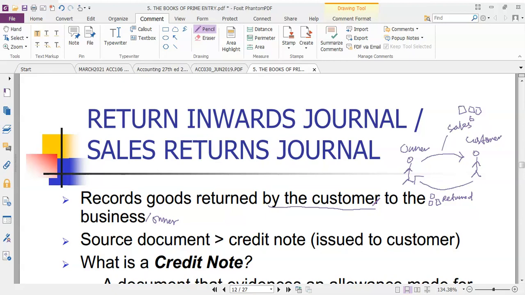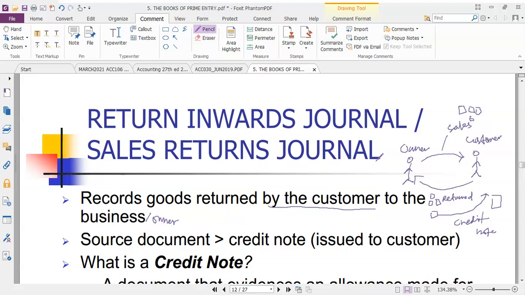So apa dia punya source document? Nama dia credit note lah. Kenapa dia pulang balik barang? Si owner pun akan hantar balik kepada dia credit note. Credit note ni adalah dokumen, sebab itulah dia adalah source document. So dia hantar customer credit note, menyatakan yang customer tersebut ada pulang barang kepada owner semula ataupun business.